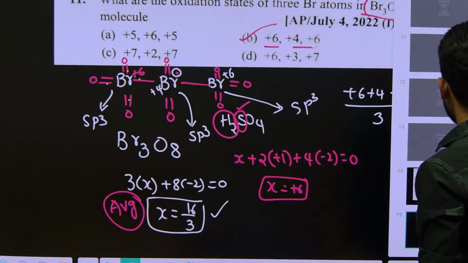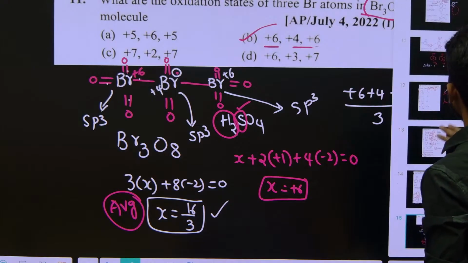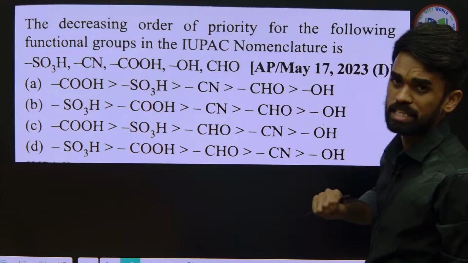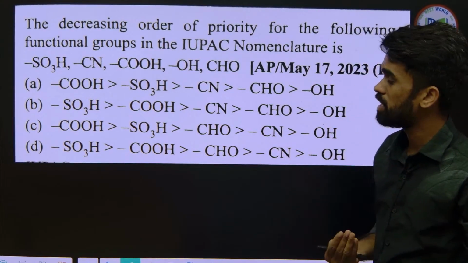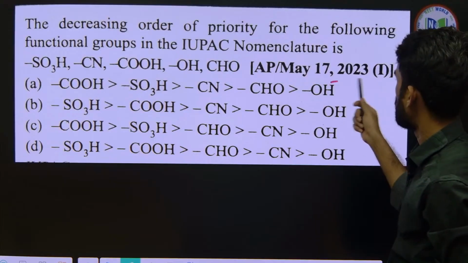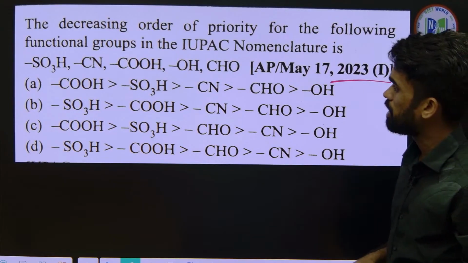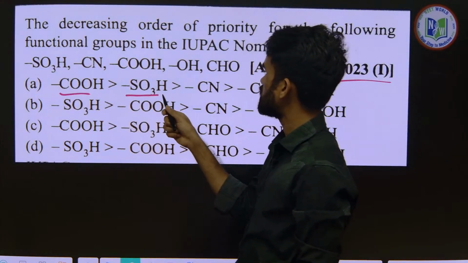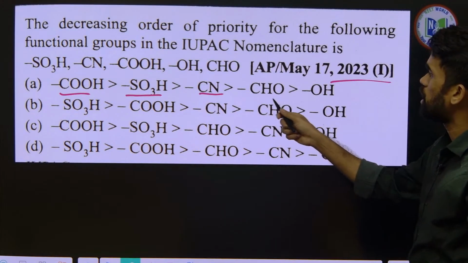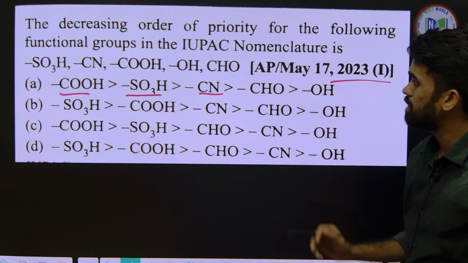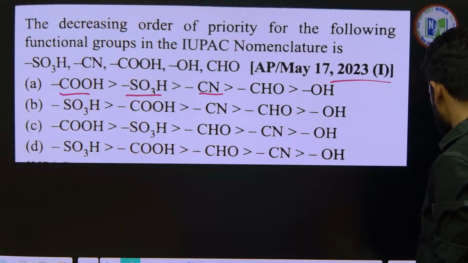Next, let me show you few questions. Again, see, when you write the names, IUPAC names, you need to know the priority order now. So based on priority order itself, we have a question in JEE, in EAPCET. So what is the priority order, you tell me? First carboxylic acids, then next sulfonic acid, then next cyanides, then next aldehydes, hydroxy groups as per the given data, right? So option A will be your answer for this question.